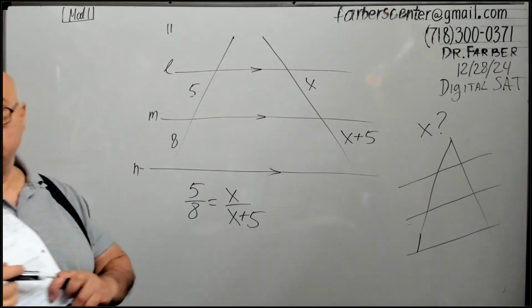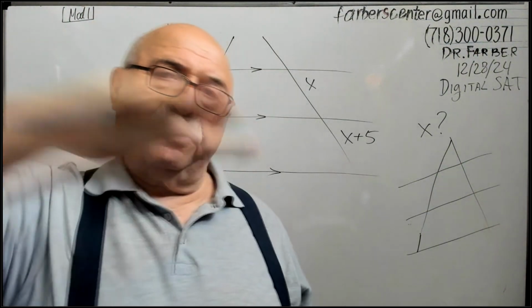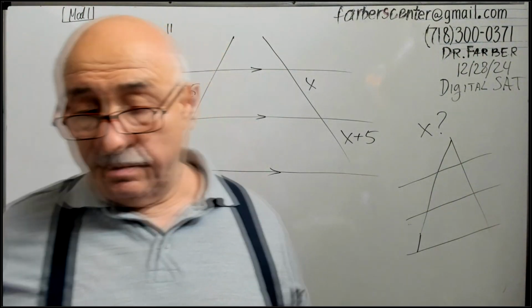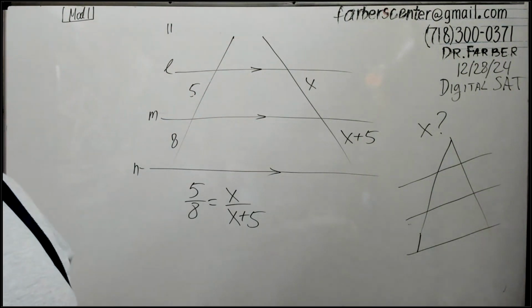Okay, is everyone with me up to this point? The theorem about an angle split by parallel lines: they're always proportional. Who needs help, put your hand up. Who needs help to solve this proportion by cross multiplication?